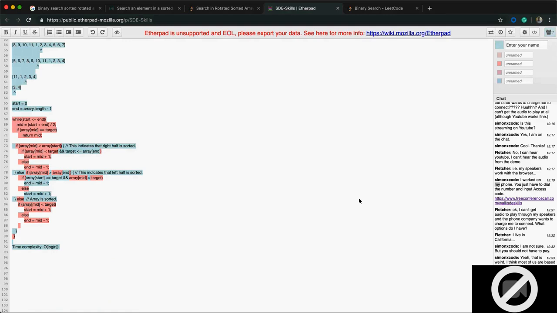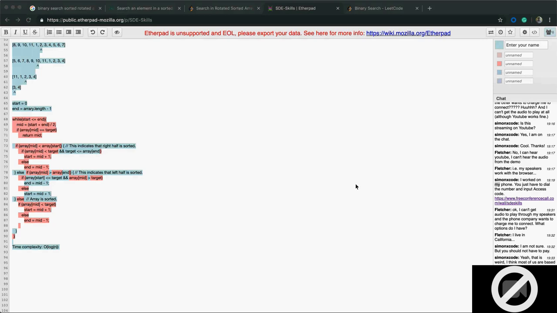Anwar is asking if mid equals start plus end by 2. Yes, that is correct.